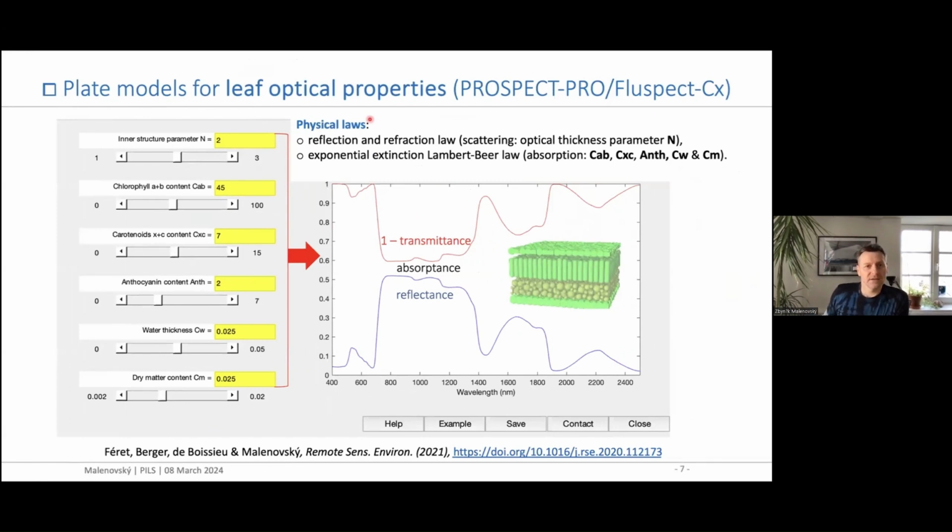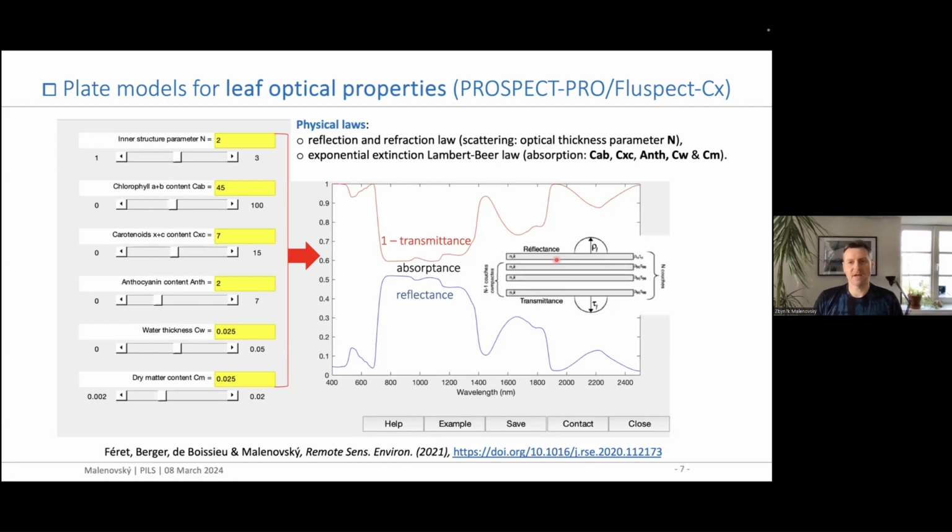Now at the leaf level, the current workhorse of radiative transfer models is PROSPECT-PRO or FLUSPECT-CX. These are the two most commonly used 1D semi-empirical models. These models are approximating the leaf structure, which looks like this here. This is the three-dimensional expression, simplified, of the leaf as a pile of layers. The layers are assumed to be cellular layers, which are separated by air spaces in between.